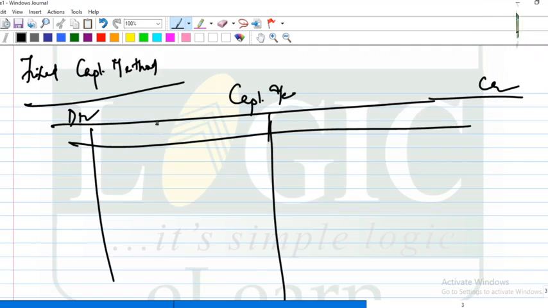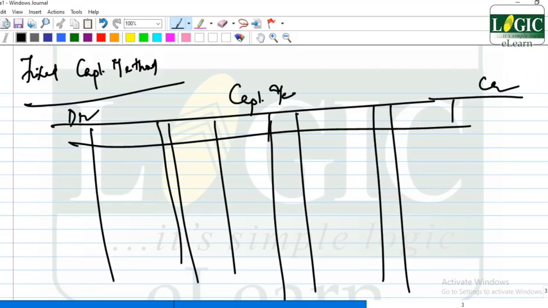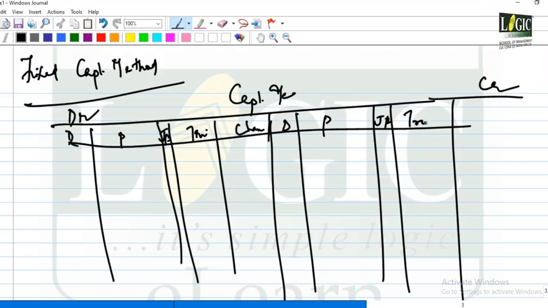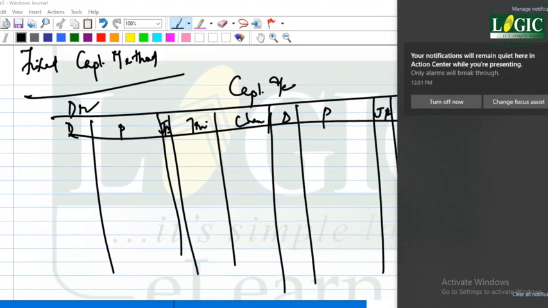Columnar: date, particulars, journal folio, Tripathi, Chauhan; date, particulars, journal folio, Tripathi, Chauhan. Okay, so you will show only the capital account balance here. The remaining things you will have to draw in another account parallelly.